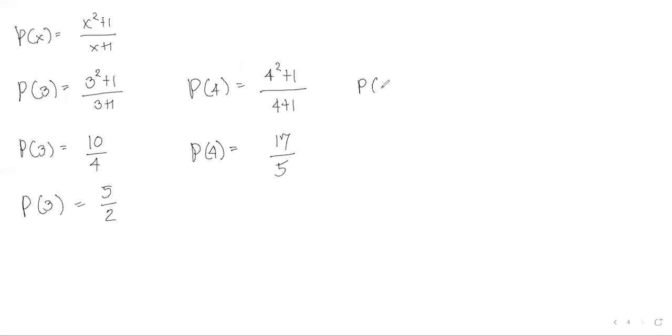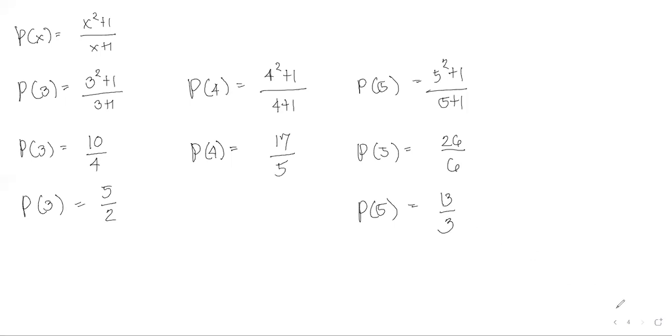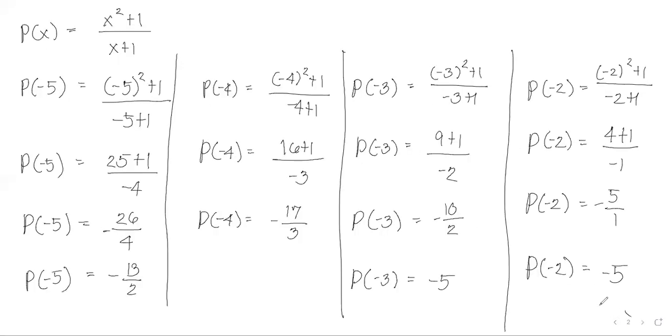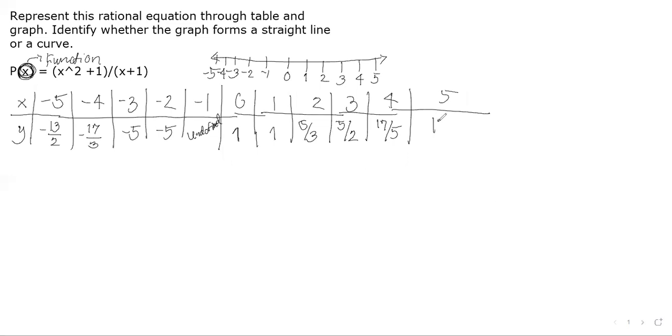Lastly is P of 5. So, that is equal to 5 squared plus 1 over 5 plus 1. So, P of 5, 5 squared, 25 plus 1, that's 26. Then 5 plus 1, that's 6. And simplifying this, divided by 2, that's 13. Divided by 2, that's 3. So, 13 thirds. Ayan na, kompleto na yung table. Na pwede na siguro natin i-graph.